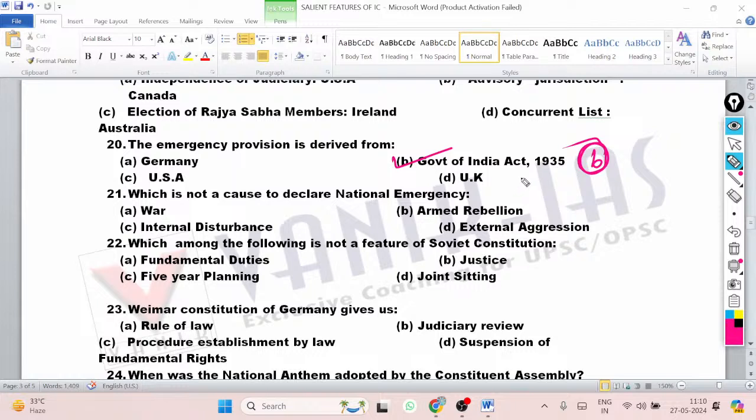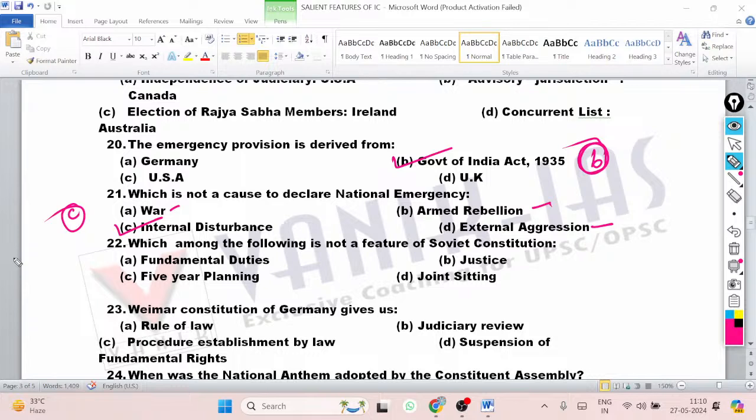Which is not a cause to declare national emergency? National emergency is promulgated by the President on the written advice of the Cabinet on three grounds: war, armed rebellion, and external aggression. So internal disturbance, C, is the answer.